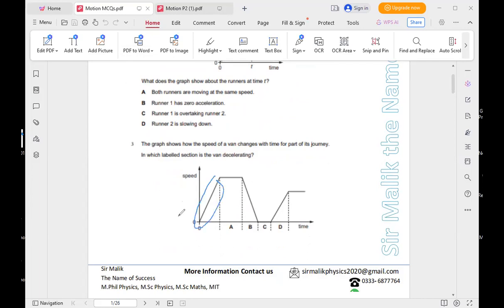At this point, the object is accelerating. At this, the acceleration is 0. At this, the deceleration is formed. At this, the acceleration is formed. And at this, again 0, speed constant. What about C? At C, the speed is 0, meaning the object is at rest, stationary. So the decreasing rate is only at B. Decelerate at B.